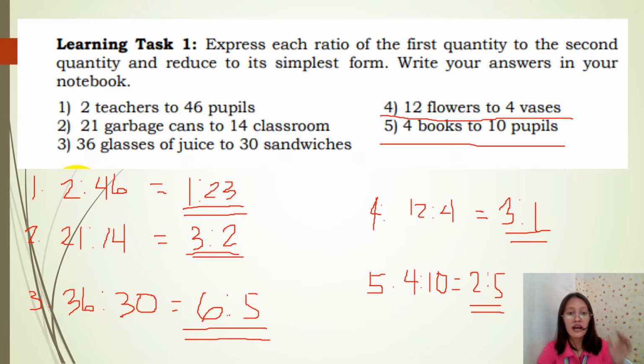Again, ang atin pong separator na ginagamit for ratio is colon, if you are asked to write or express your ratio in colon form. But if you are asked to express your ratio in fraction form, we may use this line, yung pa-slash, o kaya naman po yung ganito. Pwede po yan. Any of the two kapag fraction form po ang gagamitin or hinahanap sa atin.